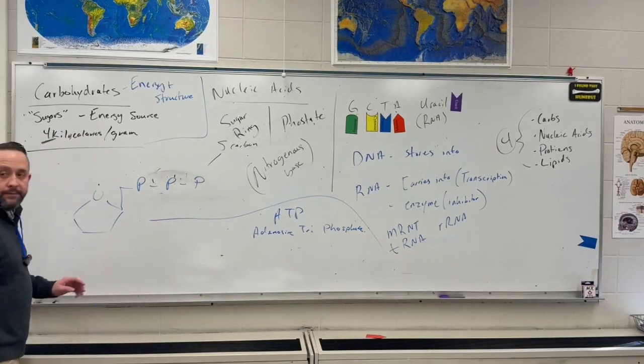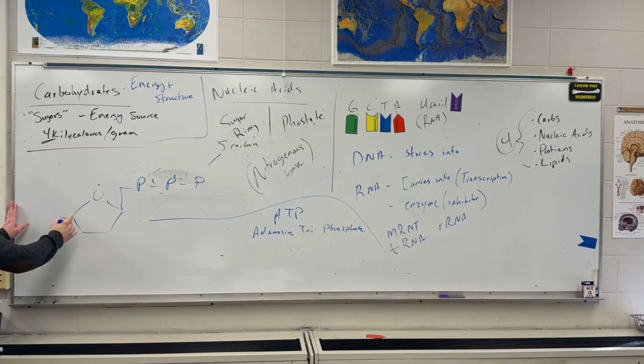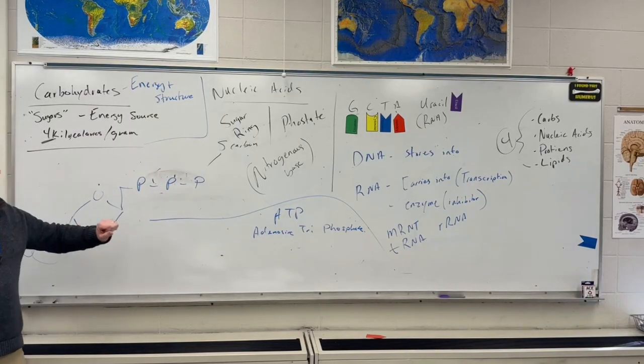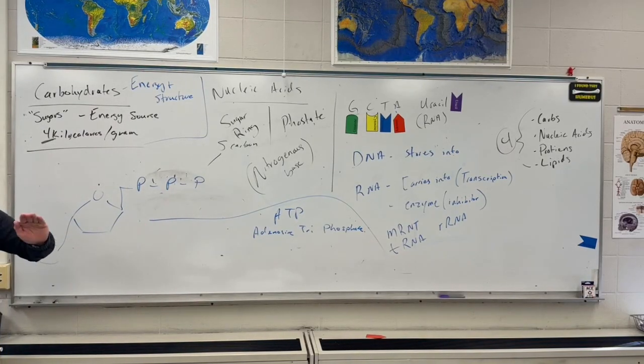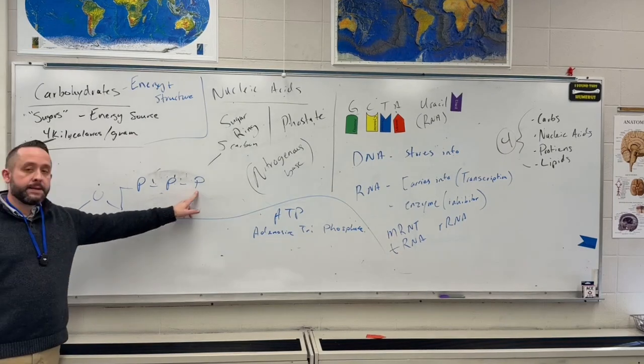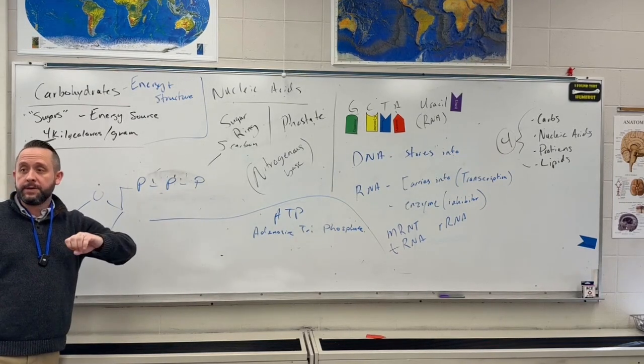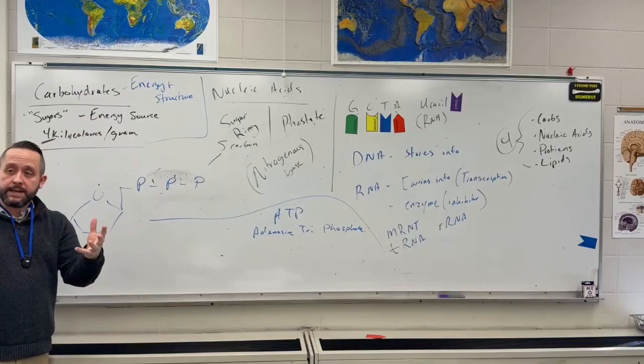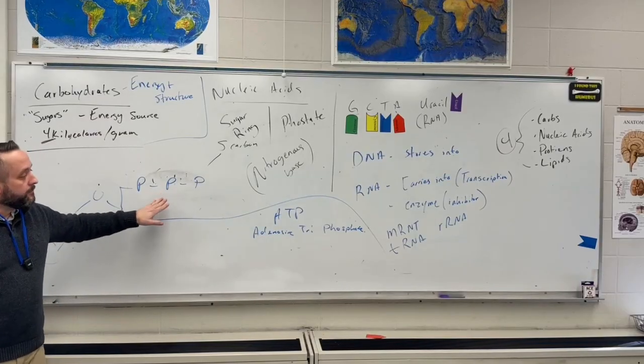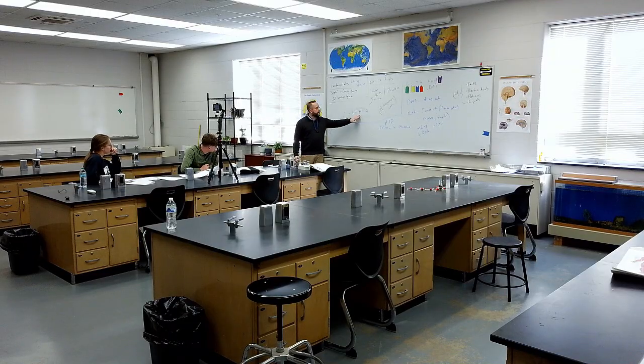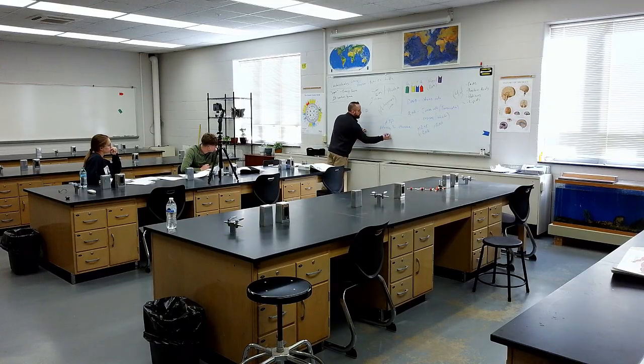Now, if you had to guess, here's our base, our other two bases. Which one of these phosphates carries the most energy, is the most unstable? Yeah, the one on the end is the one that's peeled off to produce energy. When that bond is broken, energy is released. When that happens, it's only got 2 phosphates. We call it ADP, adenosine diphosphate.